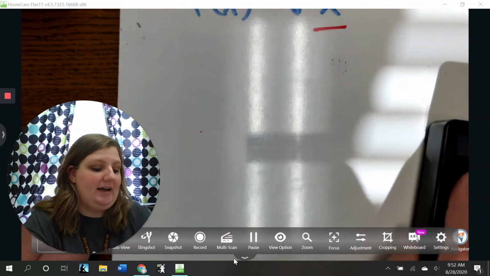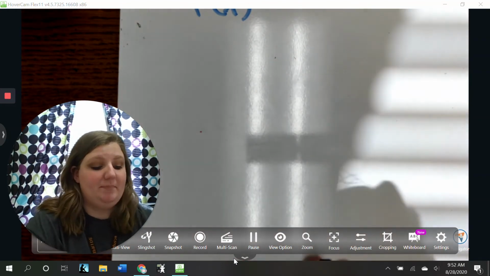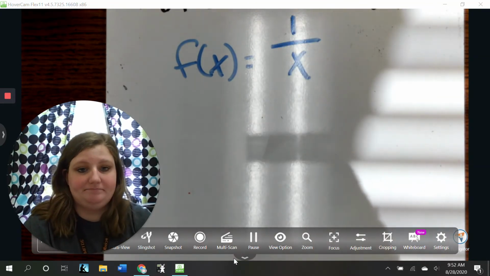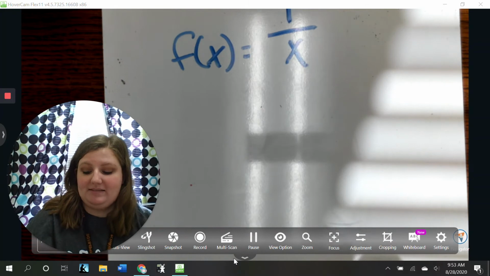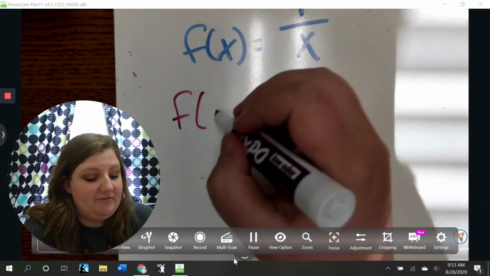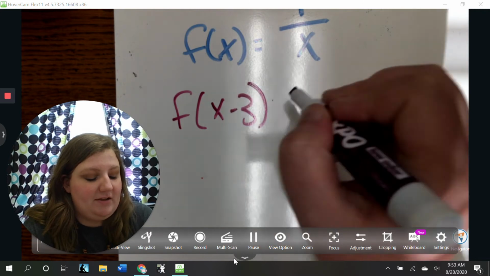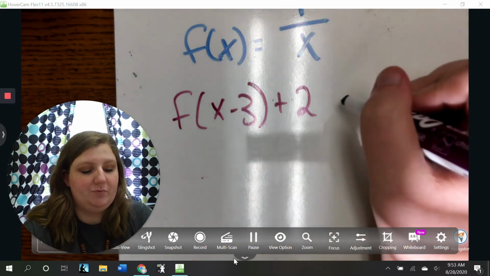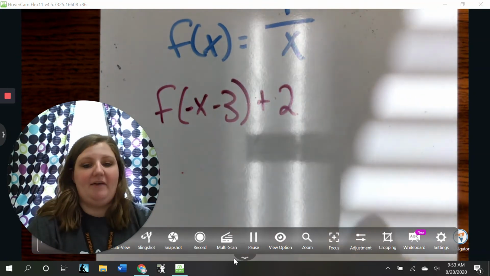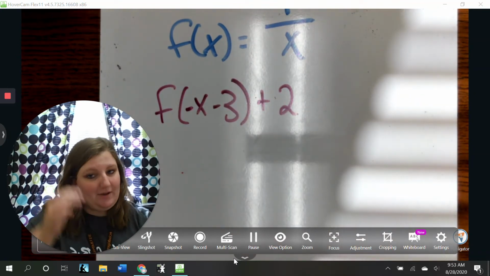Let's look at a rational function. Again, we're going to start with the parent function. f of x equals 1 over x. Okay? And say I want to find f of x minus 3 plus 2. Okay? Actually, I'm going to do f of negative x minus 3 plus 2. I'm throwing in another negative.